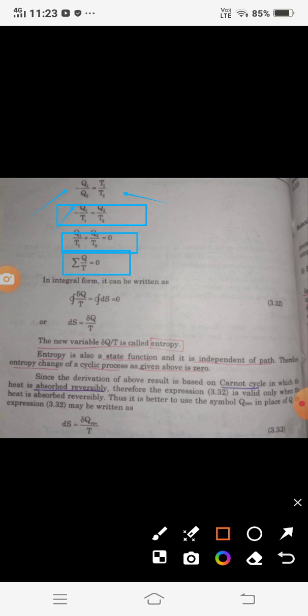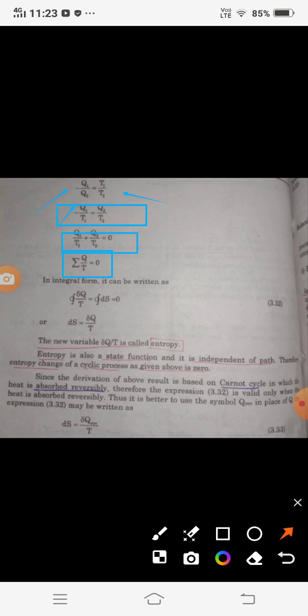Sigma shows the sum. Simply, when we say T1 plus T2 plus T3, we can also write sigma T, which means the sum of T1, T2, T3. Here the same rule applies: Q1 over T1 plus Q2 over T2 becomes sigma Q over T is equal to 0. Q over T, meaning heat divided by temperature, is equal to the entropy.